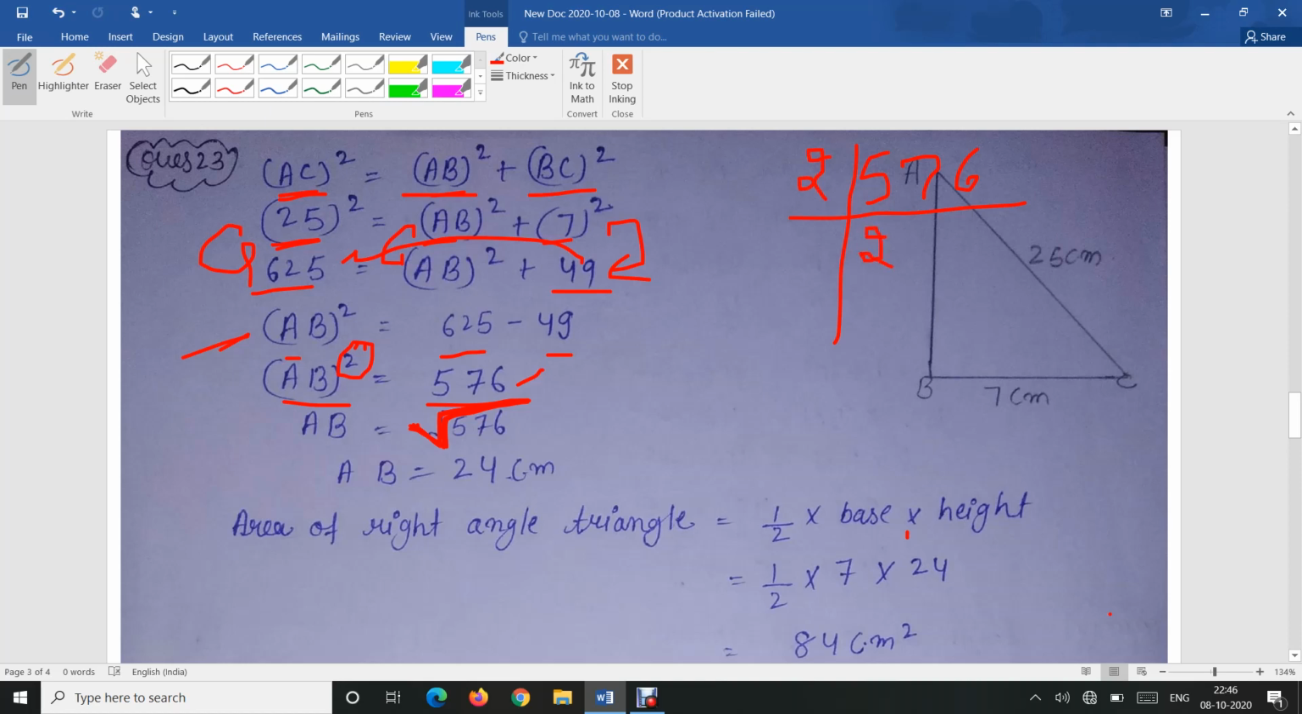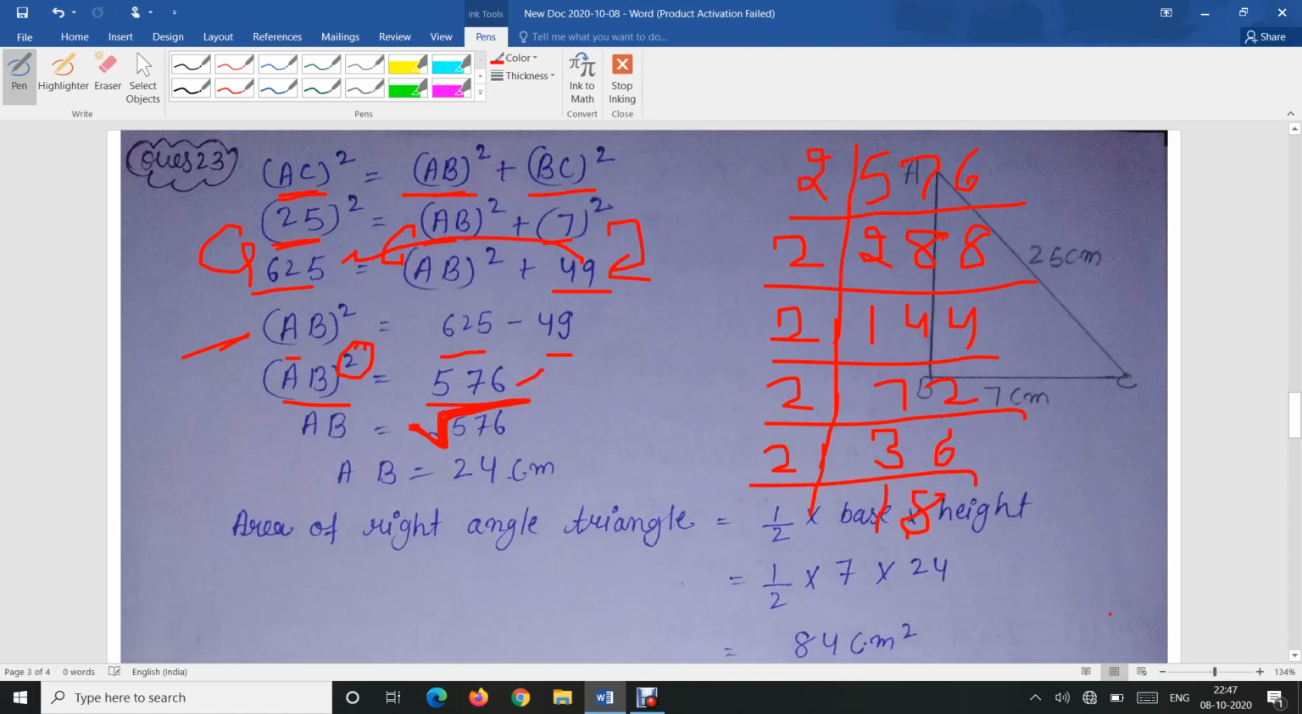It will be 2 2s are 4, 2 8s are 16, and 2 8s are 16. Now again you can divide it by 2: 2 1s are 2, 2 4s are 8, 2 4s are 8. Now again you can divide it by 2: 2 7s are 14, 2 2s are 4. Again 2 3s are 6, 2 6s are 12. Again 2 18s are 36.